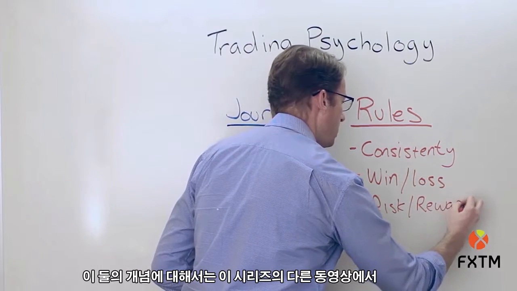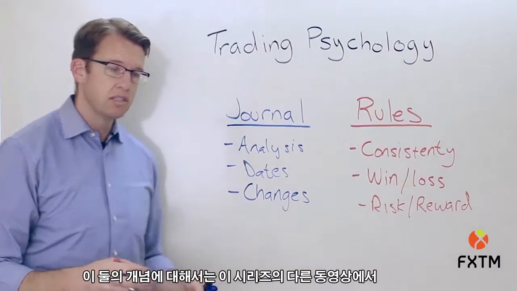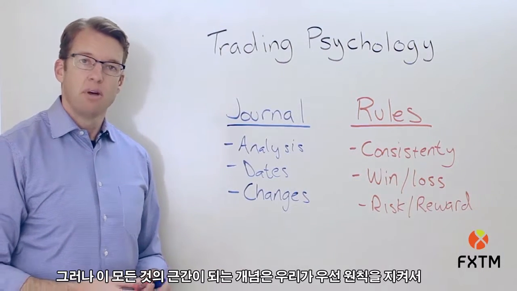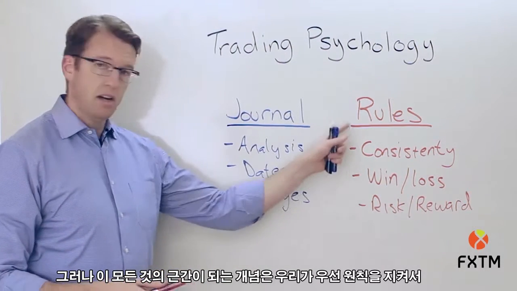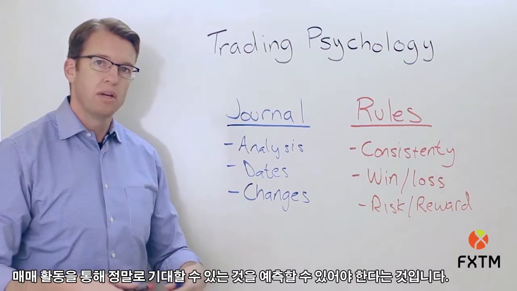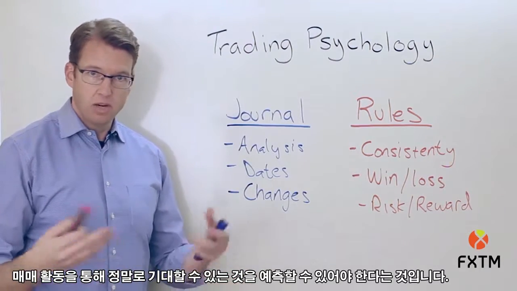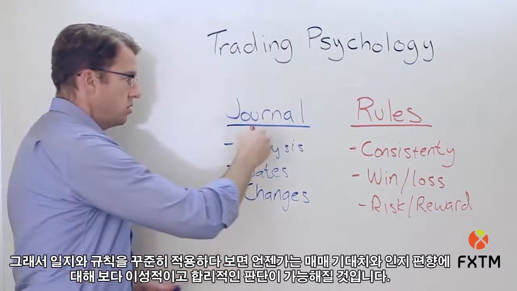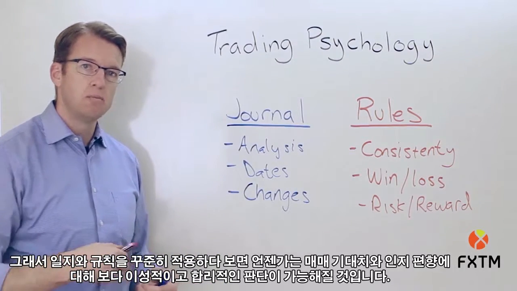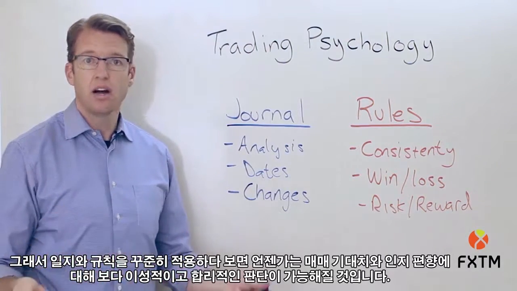Now, we've gone into additional detail on those two concepts in another video in this series as we talked about trading systems and developing expectancy. But that's all based on the underlying concept that we're going to be following rules in the first place so that we can develop a forecast of, well, what are we really going to expect from our trading activity? So using a journal and using our rules is really going to take us a long way to being more rational and reasonable about our trading expectations and our cognitive biases.